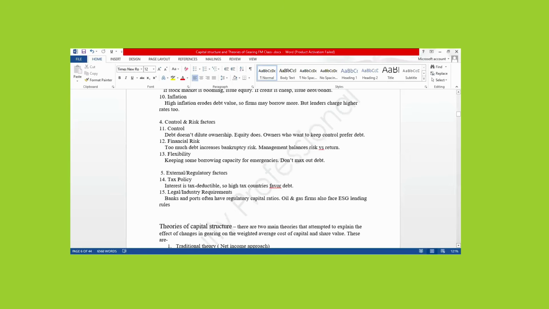To round up this, we have tax policy. The tax policy operating in the country can affect the choice of capital structure. Where the tax rate is high, it favors debt finance.